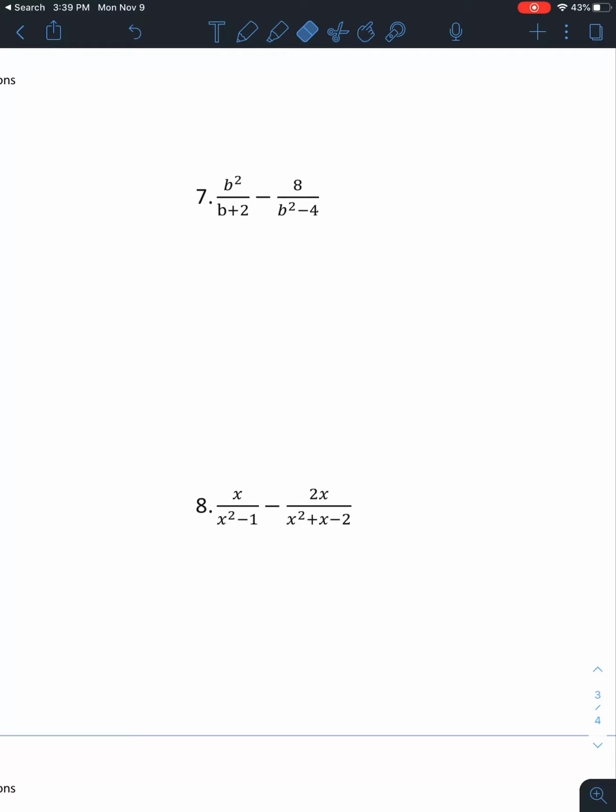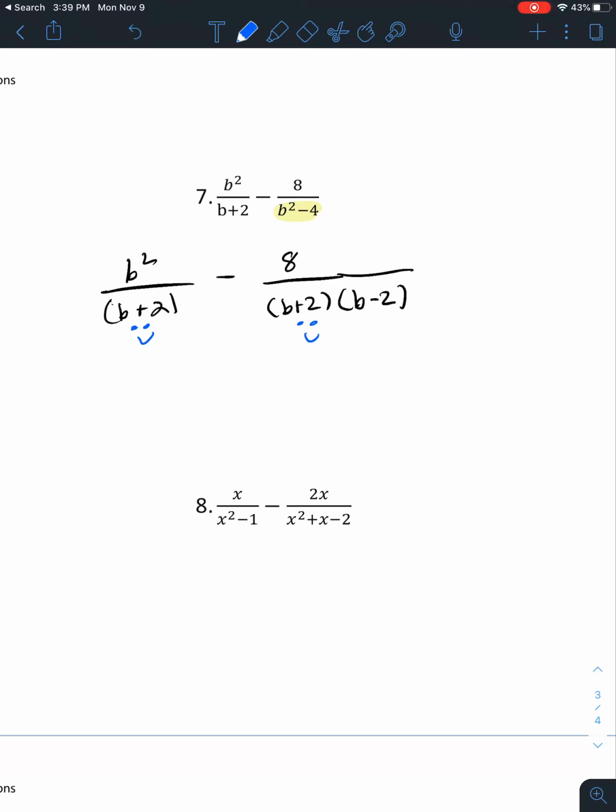When I look at number 7, the first thing I notice is b squared minus 4. I'm going to factor that to see if it has anything in common with my left side. And as we can see, both of them have a b plus 2. So I'm happy about that. I know that my left side is just missing b minus 2, and I can multiply the top and the bottom by that. I can copy my denominator since they're the same.